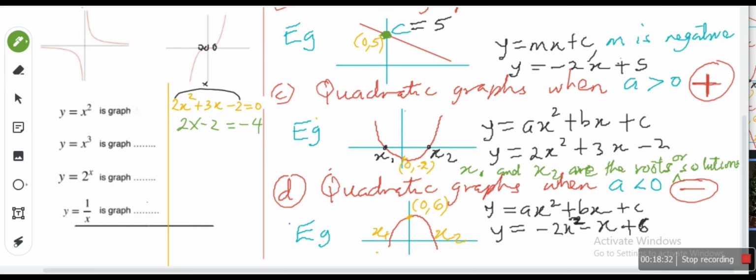By the way, the factors of 4 are 1, 2, and 4 itself. So 4 and 1. Okay, so what will be their signs?